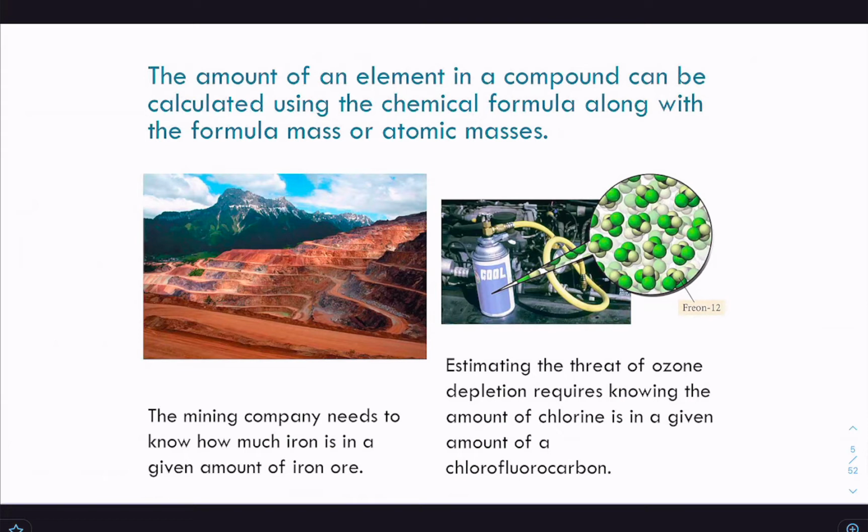So one of the ways you can do this is using the formula along with the formula mass or atomic masses. So for example, if a mining company needs to know how much iron is in a given amount of iron ore, they can use this chemistry, this math, to figure out how much of an ore is actually iron atoms. Or estimating the amount of chlorine that's in a chlorofluorocarbon, which were used as refrigerants for a long time. That's what Freon was. Can't get Freon anymore.